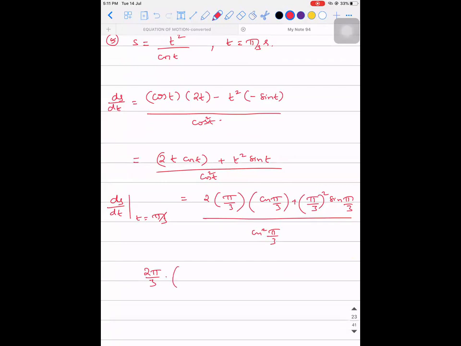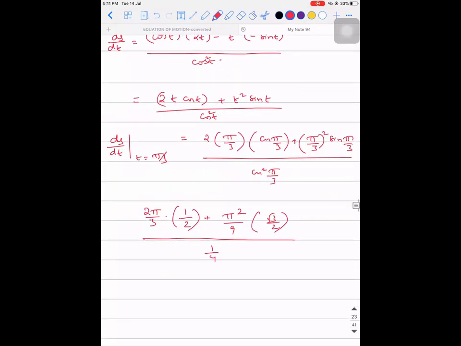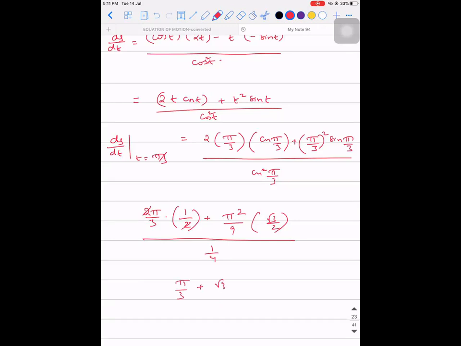Cos pi by 3 is 60 degrees. Cos 60 is half, plus pi square divided by 9 into sin 60 degrees, root 3 by 2, divided by cos square pi by 3, which is 1 by 4. So the 2 and 2 will get cancelled. Okay. So pi by 3 plus root 3 pi square divided by 18, the whole divided by 1 by 4.